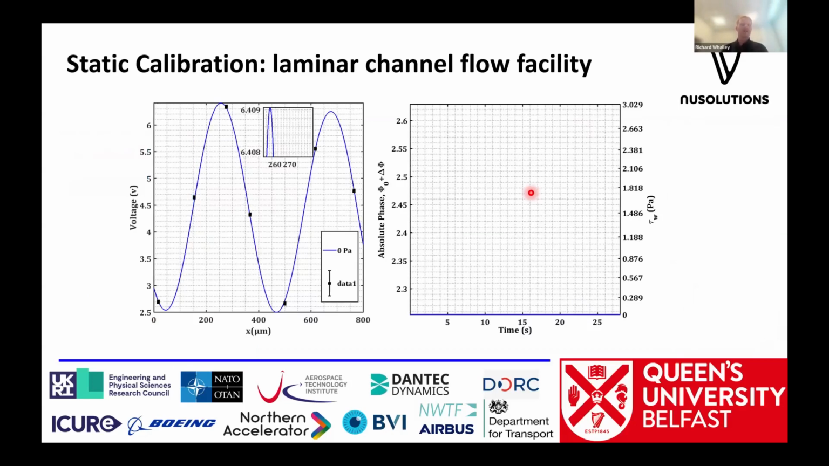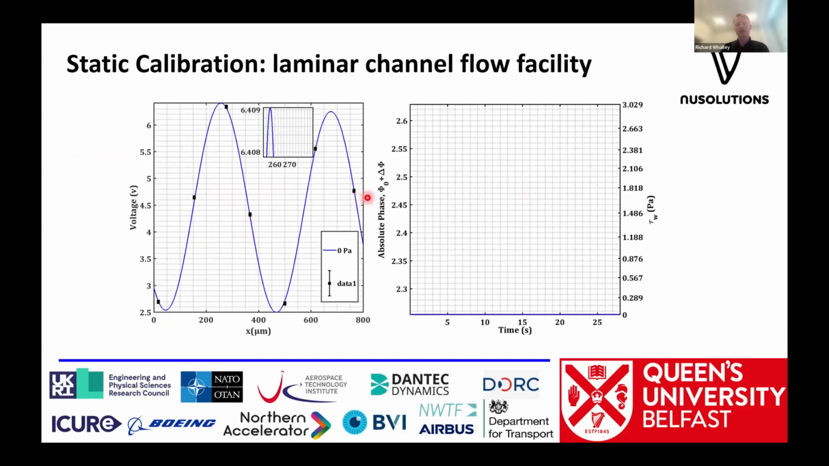And so if we take a look at some of this data, the blue line here is the sine curve in the back of the moire fringe pattern. We've now got no flow on. Okay, we're just sat in the channel flow facility. The black dots are the response back from the photo detector.